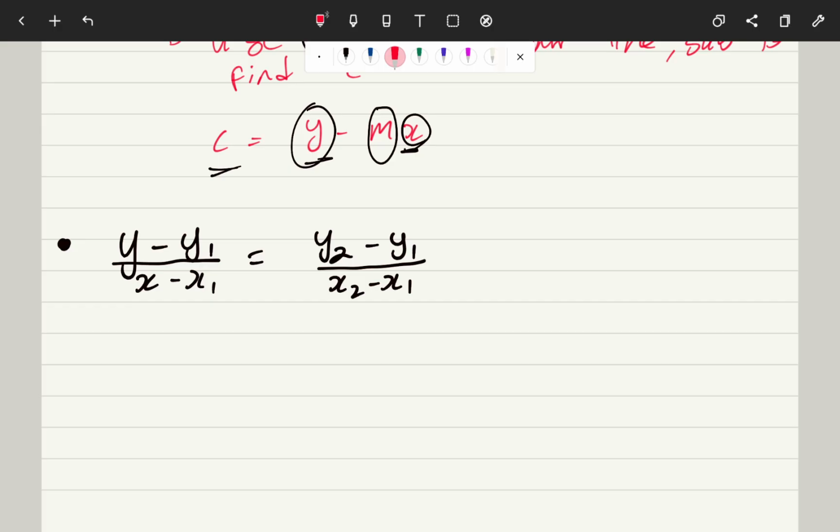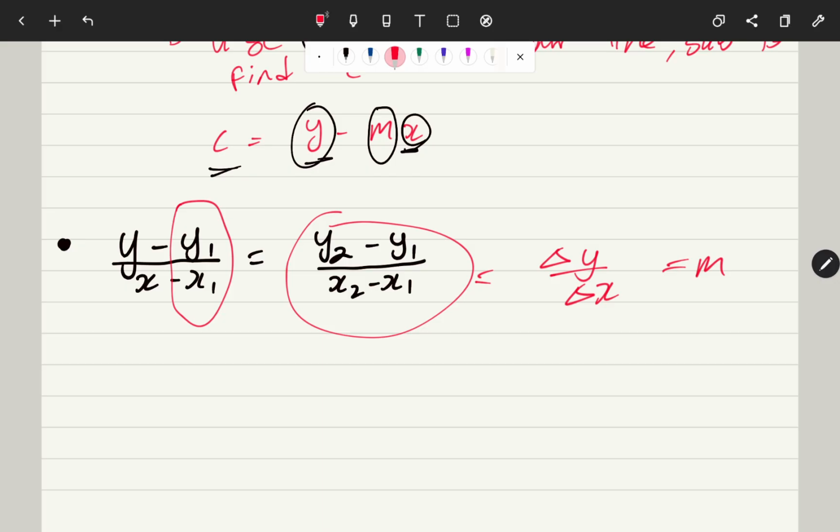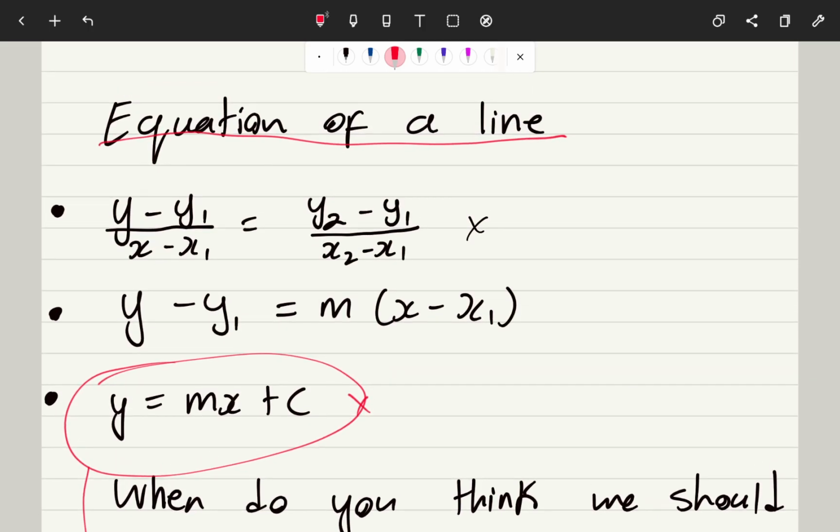So now what you can do is just use this formula, and one thing you can realize is that this is change in y over change in x, which is your gradient. So this right here is your gradient, you see. And then here you will just be using the coordinates of the first point, y1 and x1, and then this is your gradient. But I want to show you something with the second equation.